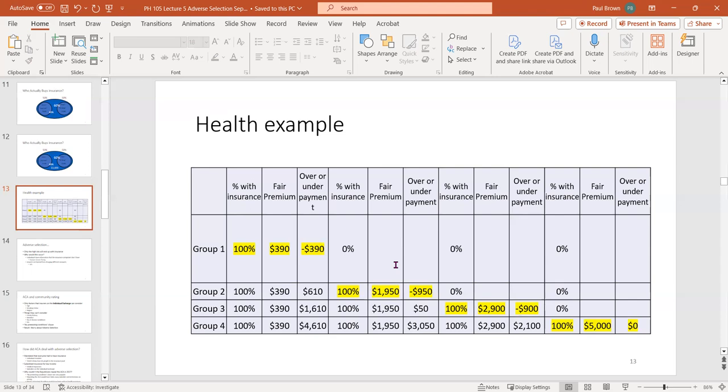People who are high cost and know they're high cost are going to buy too much and buy lots of insurance. And that means that you just have lots of people who are very unhealthy buying all the insurance. Adverse selection. They gave up on that. Oh, dear.